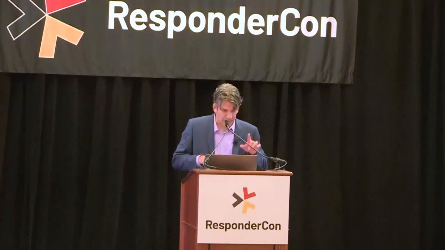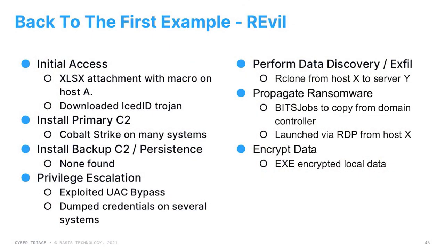I have 2 minutes left here. So going back to the first example that we did as part of this, here's a breakdown of the phases. For initial access, we know it was done with an Excel spreadsheet attachment with a macro, and IcedID was the primary C2. We have Cobalt Strike on a lot of systems. No secondary C2 was found. Privilege escalation was done with some UAC bypass and dumping credentials on a bunch of the systems.